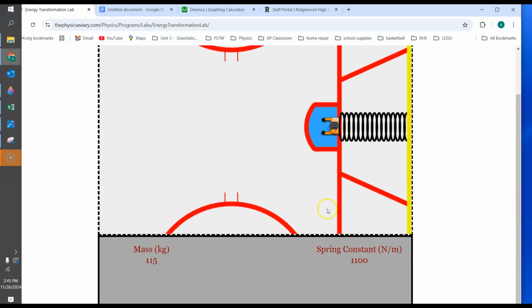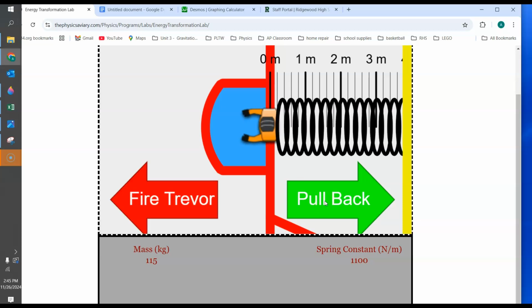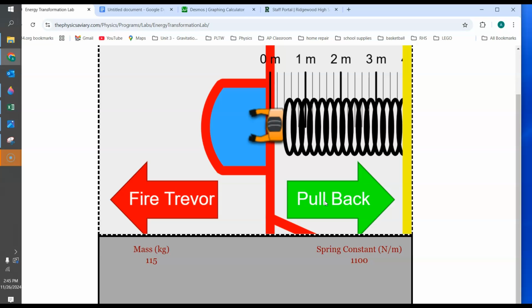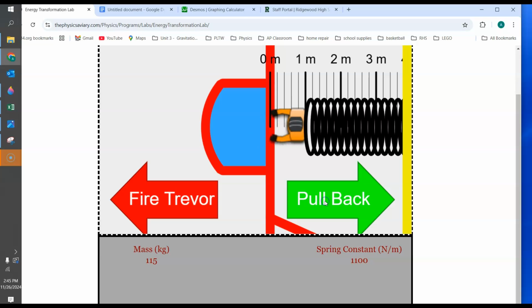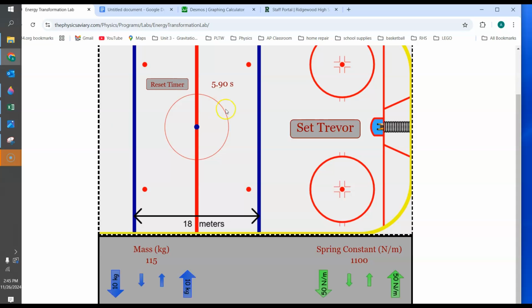It says set Trevor. So we get zoomed in, and every time we pull back the spring, this is the relaxed position of the spring. If you click the pull back once, that's 0.2 meters, 0.4, 0.6, 0.8, 1.0 meters, etc. And then if you hit fire Trevor, you would click start timer as soon as it crosses the blue line. And then when it crosses the second blue line, boom, 5.9 seconds.